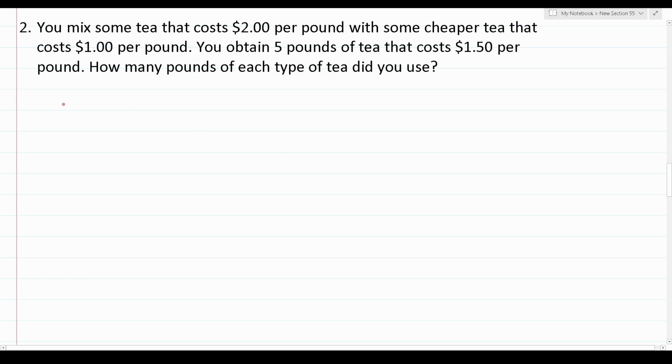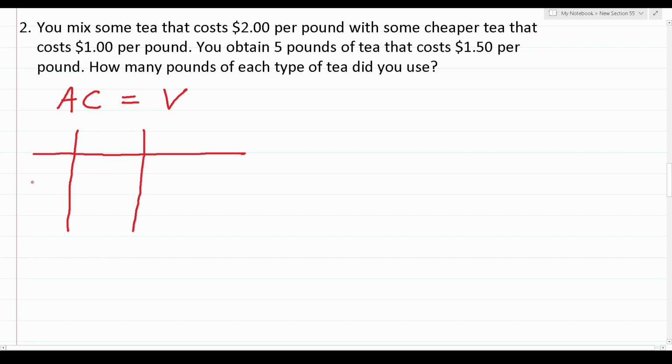So if it's helpful, go ahead and jot down this. Amount times cost equals value. And we're going to make a table that mirrors this. So again, it's going to have 3 rows in it, given that we're blending 2 things together into a third thing. And if it's helpful, you can write amount times cost equals value. All right, so let's fill this in with the information that's given in this problem.